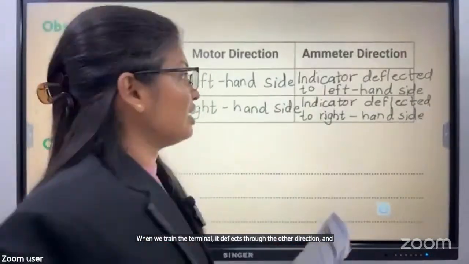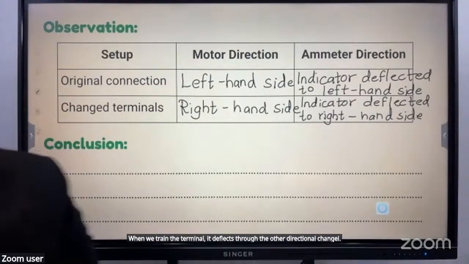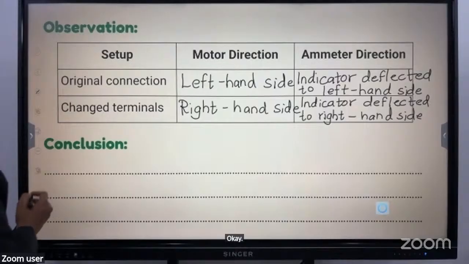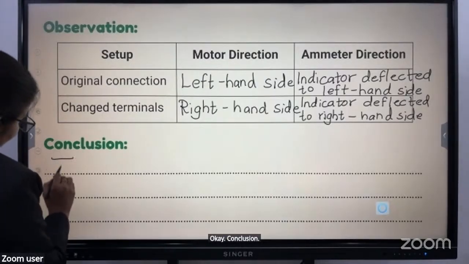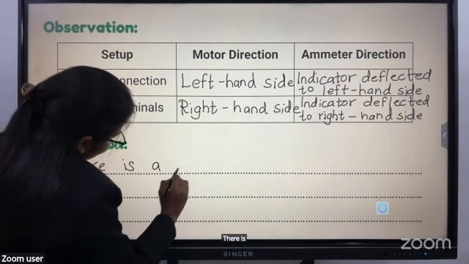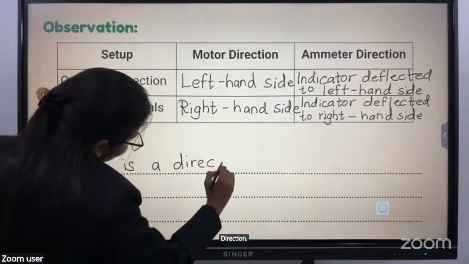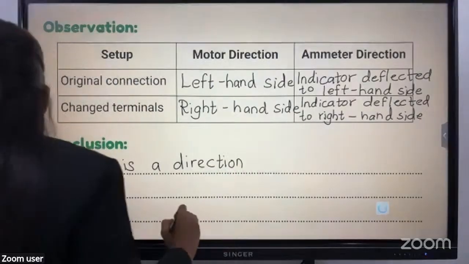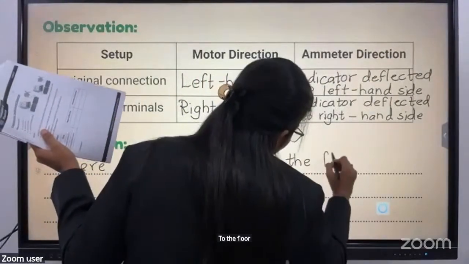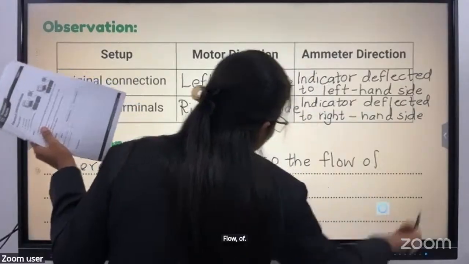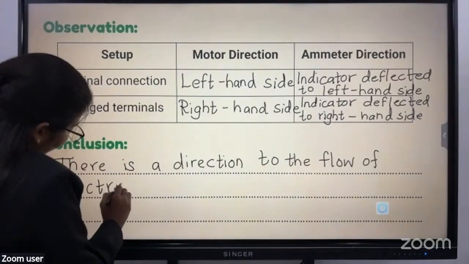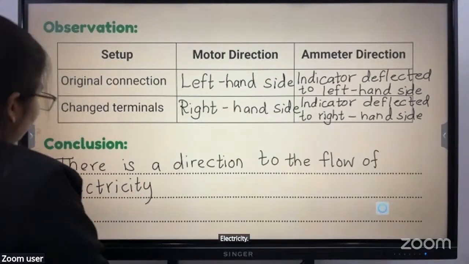Remember that: after the terminals are changed, the whole flow changes. Okay? Conclusion: there is a direction to the flow of electricity. Okay, children, quickly write down.